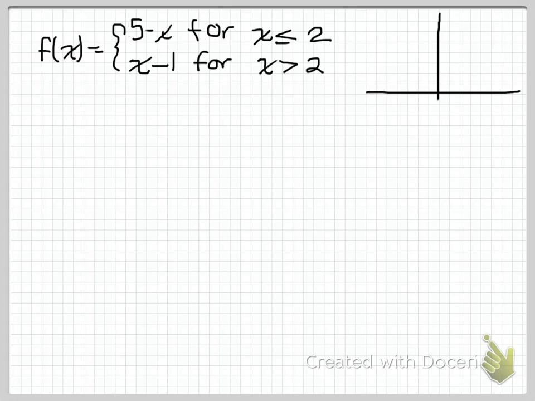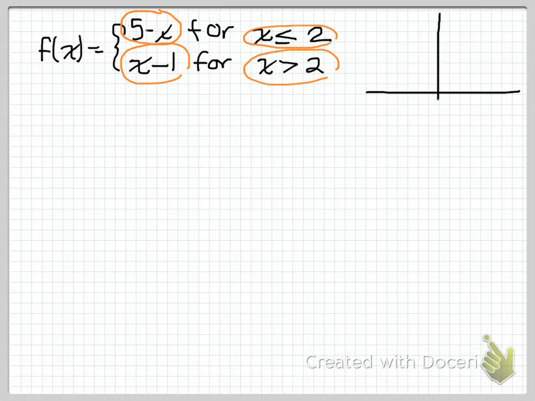So first, we have a value of 5 minus x wherever our x coordinate is less than or equal to 2. And the second piece is where f of x is equal to x minus 1, wherever x is greater than 2. So it looks like we have this dividing point whenever our x coordinate is 2.